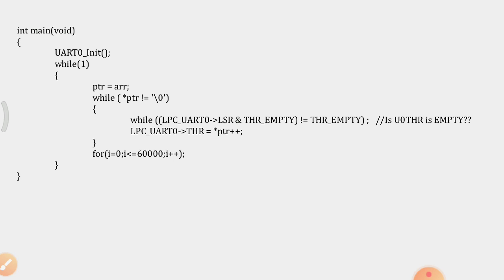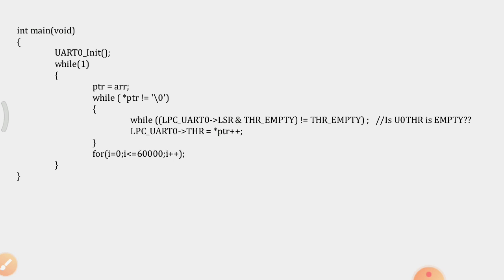After sending the hello world message into the THR one by one, the pointer will become 0, and this will become exit. So for i equal to 0, this many, after some time delay, again it is going to check in the second while loop whether PTR is going to be 0 or not. Now the condition has failed, as all the characters have been transmitted. After this, it will come out of the second loop also.